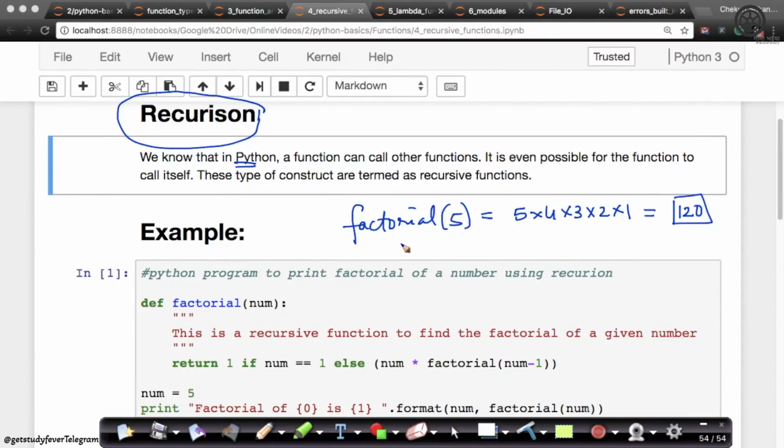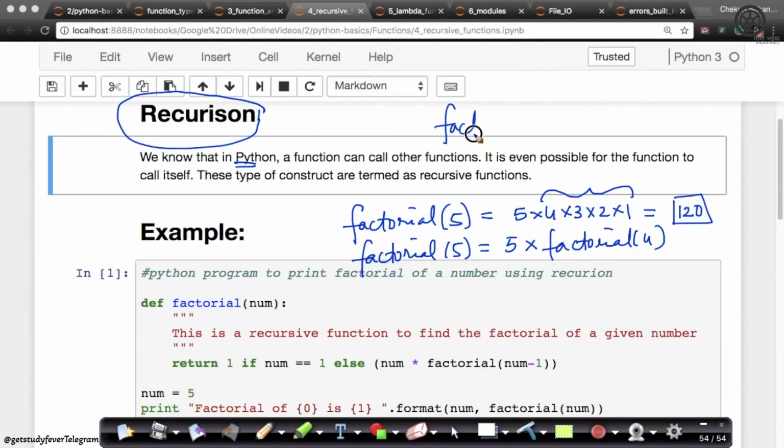But one fun thing here is factorial of any number n. For example, factorial of 5 can be written as 5 multiplied by factorial of 4. Because what is factorial of 4? Factorial of 4 is multiplication of 4 with 3, 2, 1. And what is factorial of 5? Multiply the factorial of 4 with 5 and you get factorial of 5. So in a nutshell, factorial of any positive number n is nothing but n multiplied by factorial of n minus 1.